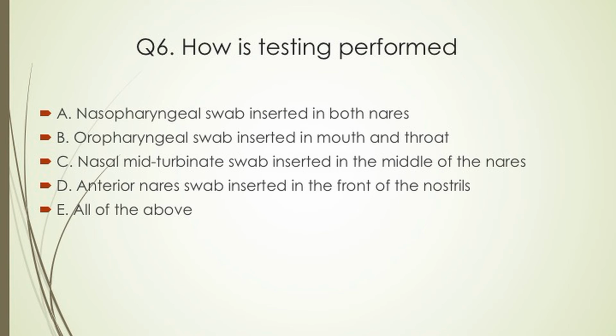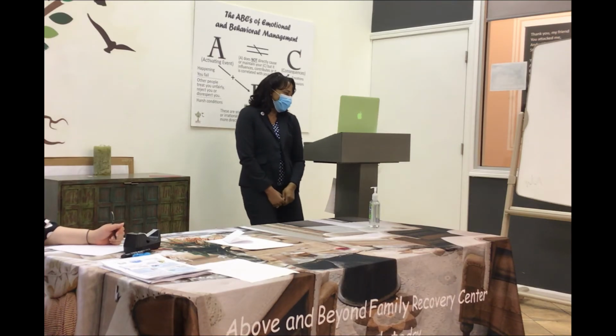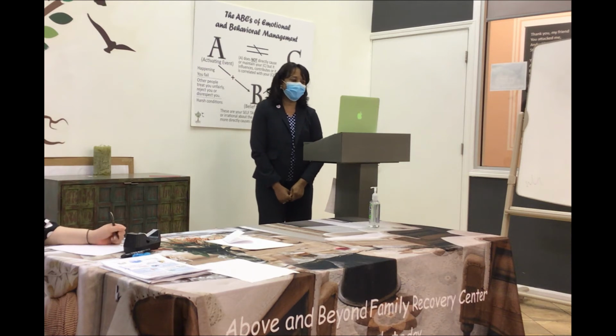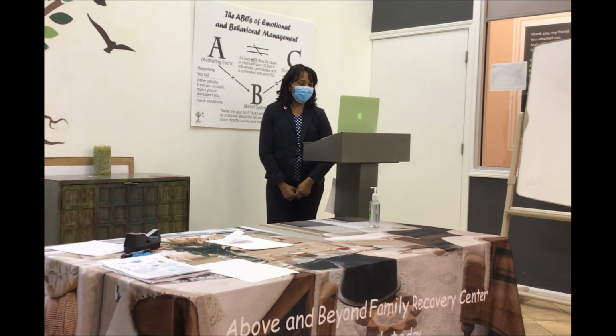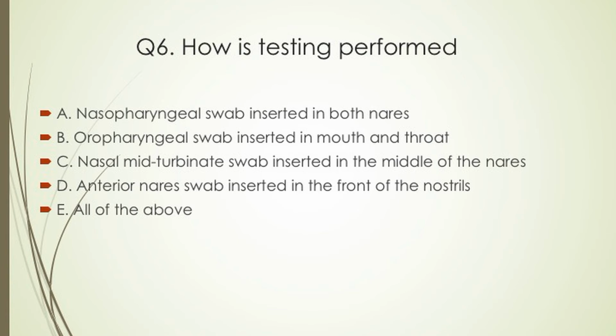Is it C? A nasal mid-turbinate swab inserted in the middle of the nares. What I mean by that, the swab only goes here. And usually the swab is given to the person. They're not going to go all the way back there and put it right there. And D, an anterior swab, inserted in the front of the nares, right there at the opening of your nostrils. Or is it all of the above?